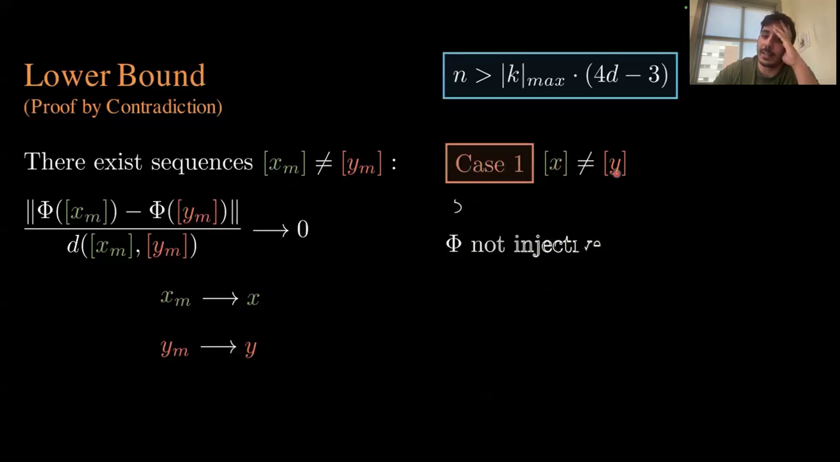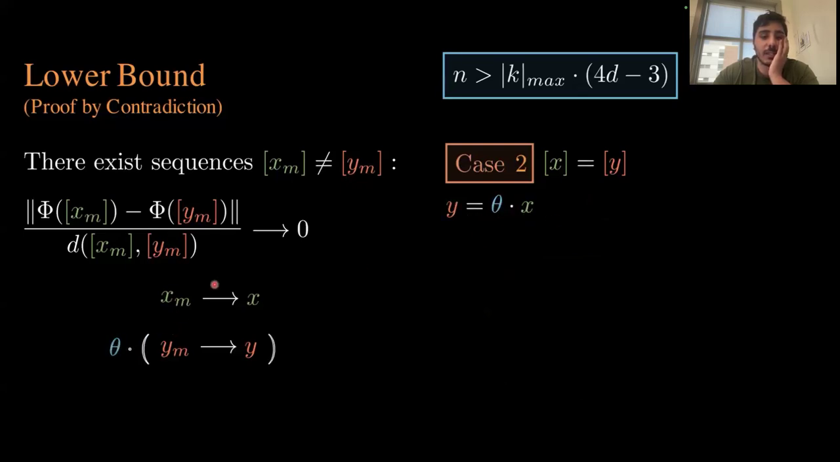Now, what if x and y had the same orbit? Okay, that's case 2. Then that tells me that y is a translate of x. Y is equal to theta x for some theta. And then here I should be multiplying by theta inverse. There's a typo here. If I multiply by theta inverse this sequence, ym converging to y, my fraction is invariant to the group action. It only depends on the orbits.